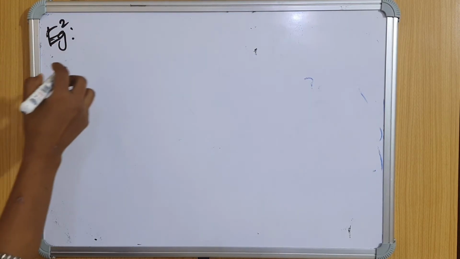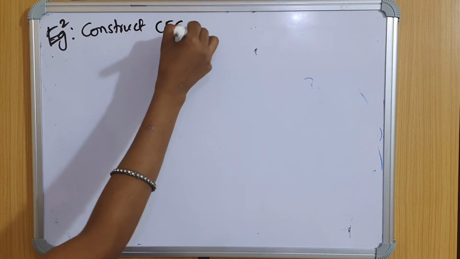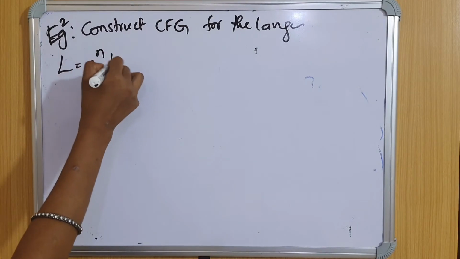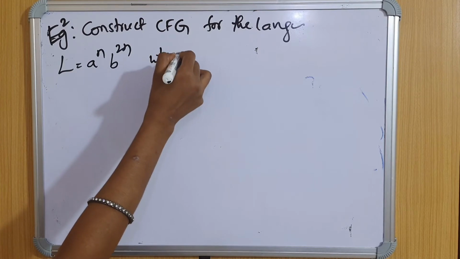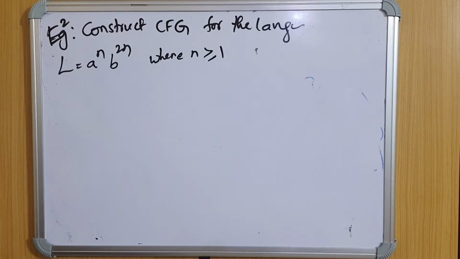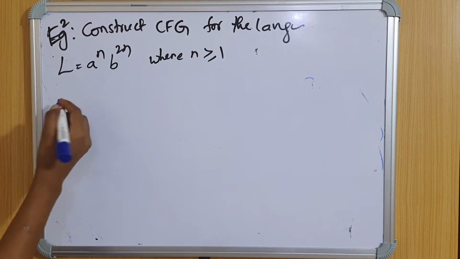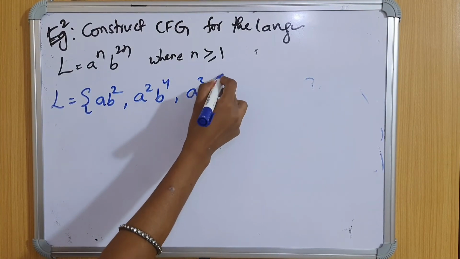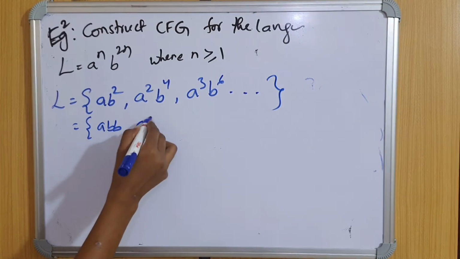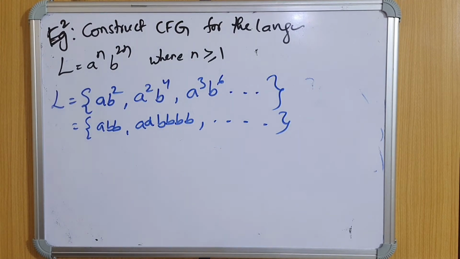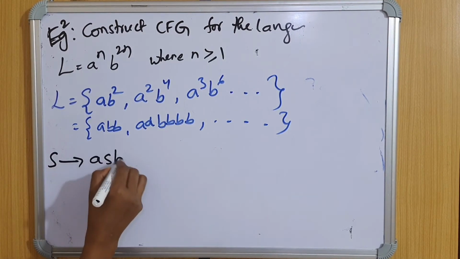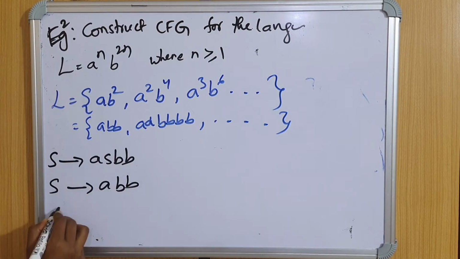And see one more example. Example 2: construct context free grammar for the language L equals A power n, B power 2n, where n is greater than or equals to 1. In the place of n you write 1: A power 1, B square; A square, B power 4; A cube, B power 6, and so on. Now write the production rules: S tends to ASBB, S tends to ABB, S tends to epsilon.